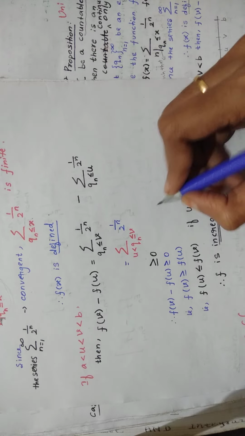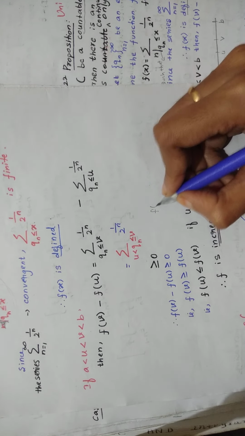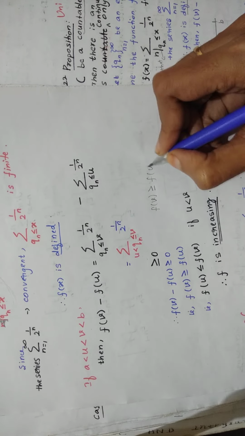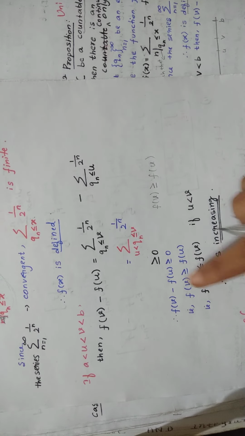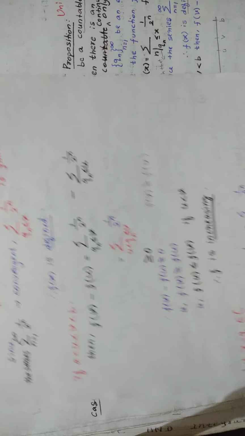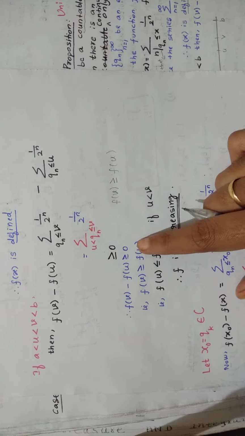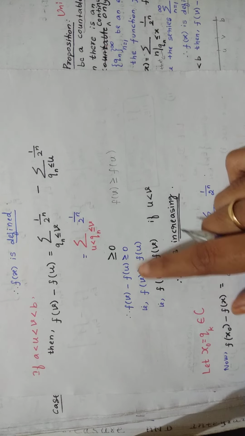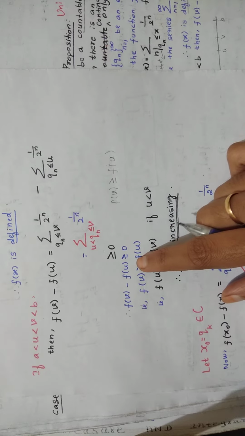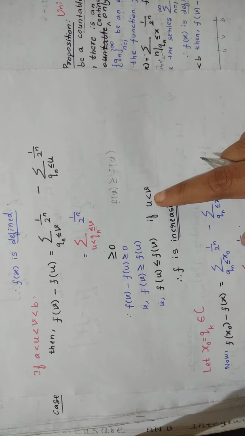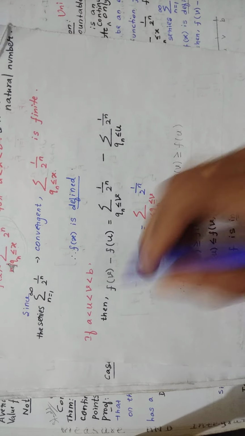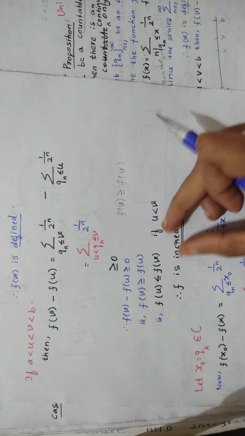So from this you can write what? f of v greater than or equal to f of u. That is what you get, because you are bringing this term to this side. So you are writing first the u term: f of u less than or equal to f of v, if u is less than v. You are getting this if u is less than v.